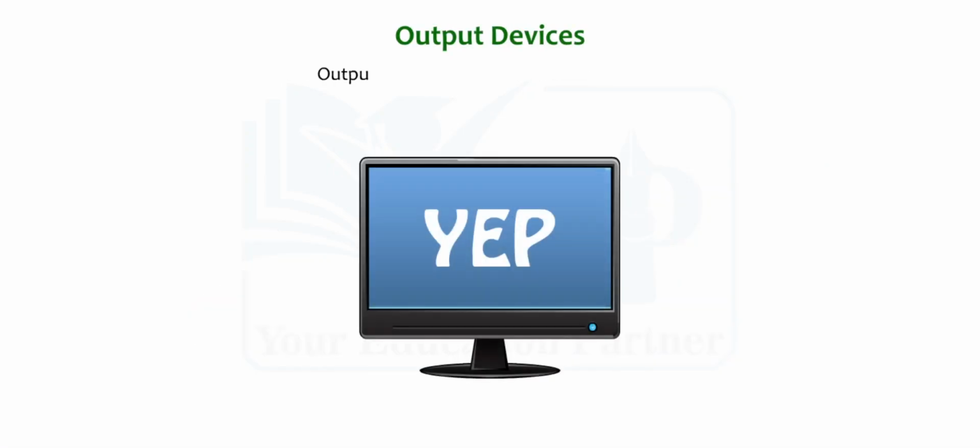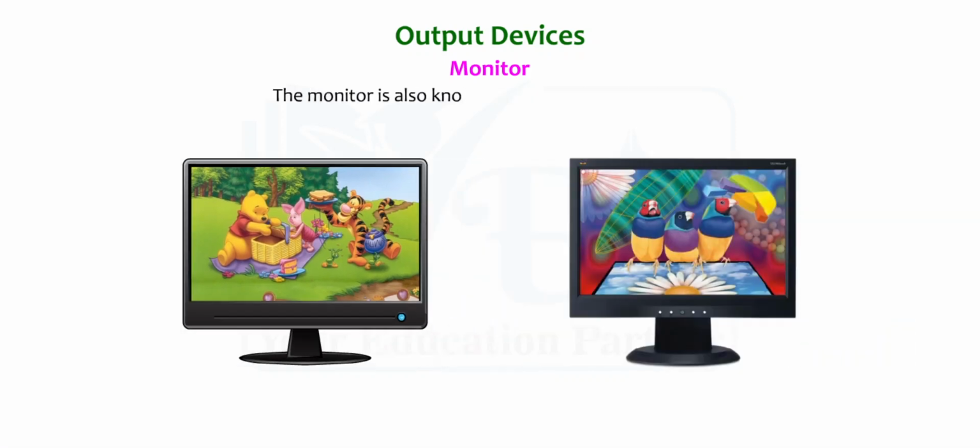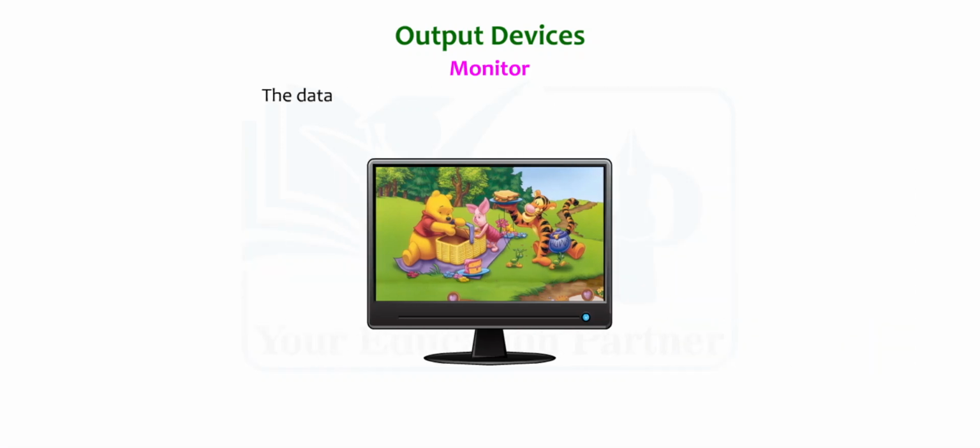Output devices. Output devices are used to display results. Let's now learn about some very popular output devices. Monitor. The monitor displays what we type using a keyboard. The monitor is also known as VDU, Visual Display Unit. The data that we see on the monitor is called soft copy.